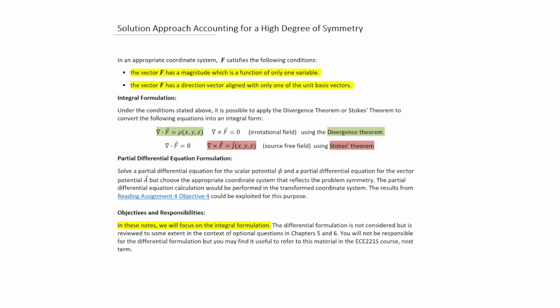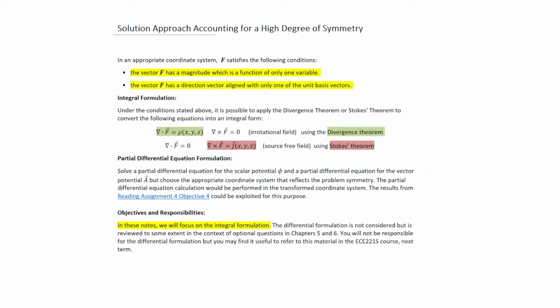All right, so what is the solution approach accounting for a high degree of symmetry? More or less what we're doing is describing the conditions in which we can state we have a high degree of symmetry. So in an appropriate coordinate system, for instance, we talked about cylindrical coordinates, spherical coordinates, planar, and so on, the vector field F satisfies the following conditions. The vector F has a magnitude which is a function of only one variable. So if it were x, y, and z, it would be only a function of x, for example.